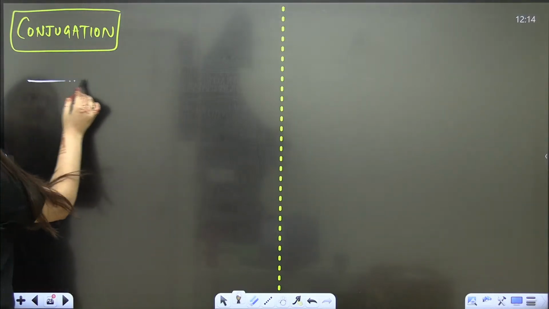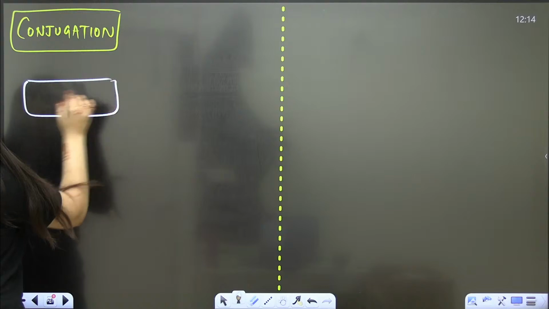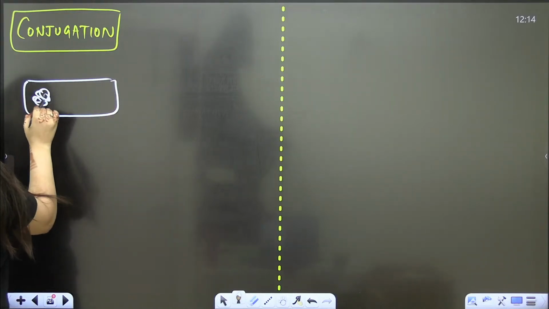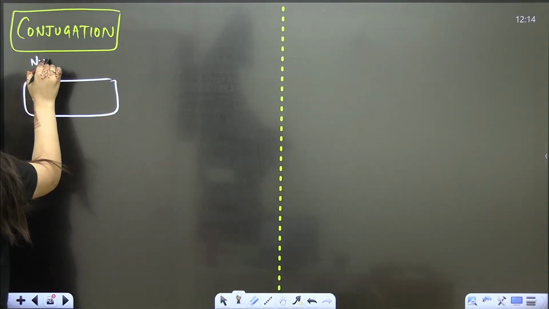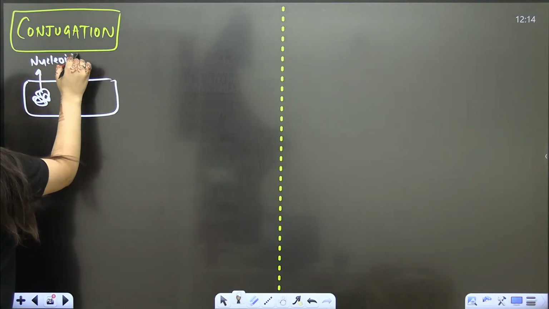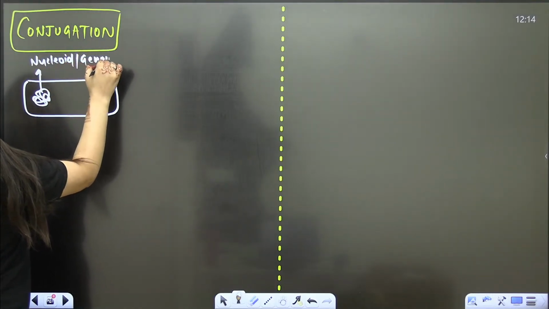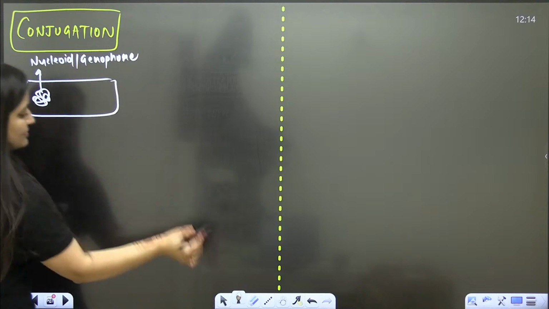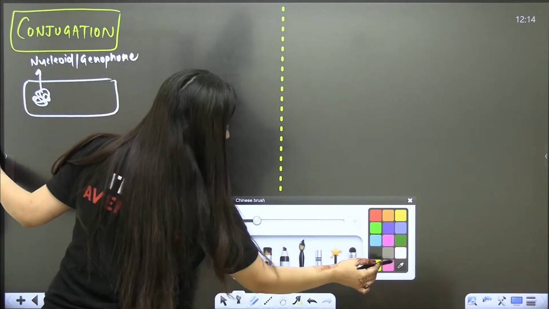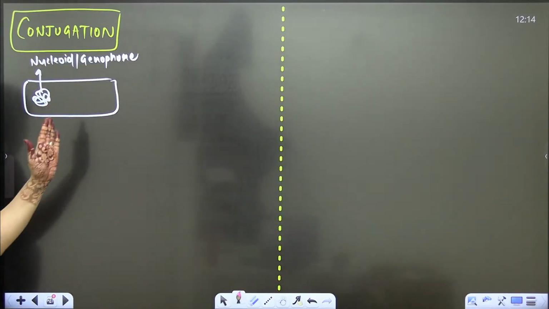Let's say there is a bacteria. This is one bacteria. That is the nucleoid of the bacteria. You remember nucleoid, devoid of histone proteins. We also use the word genophore for that. So this is your one bacteria.